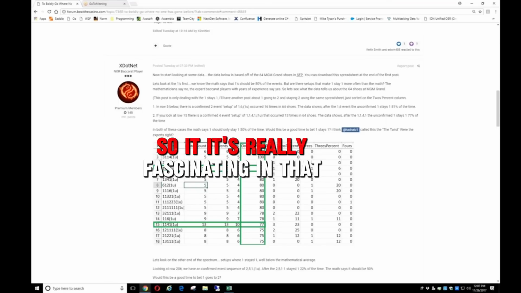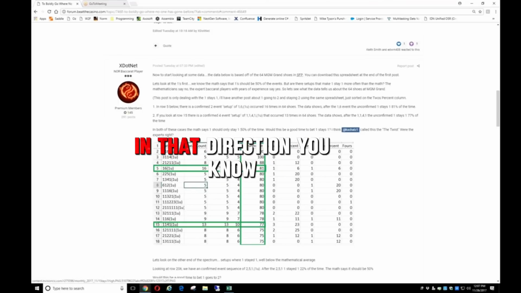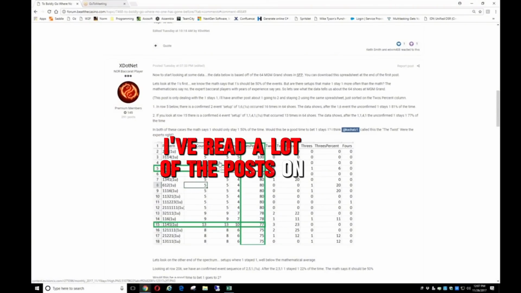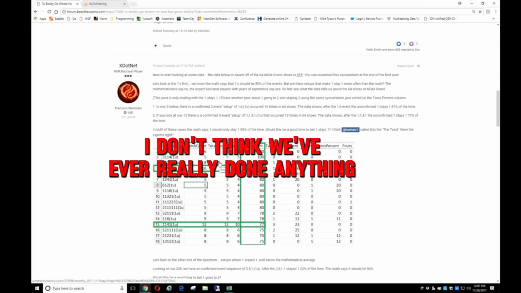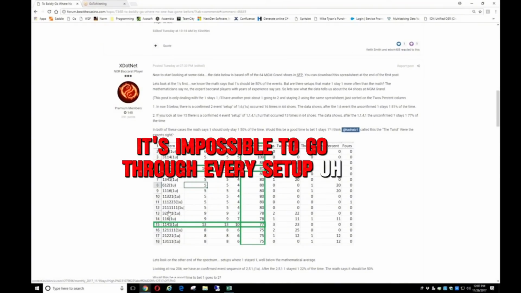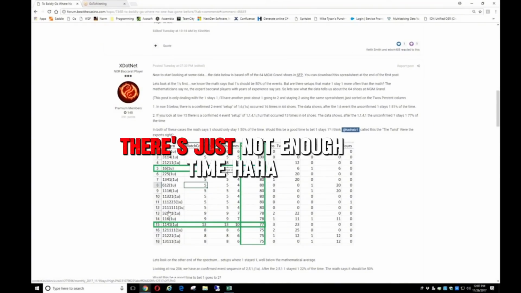So it's really fascinating in that direction. I've read a lot of the posts on the forum, and I don't think we've ever really done anything like this because it's impossible to go through every setup by hand. There's just not enough time.